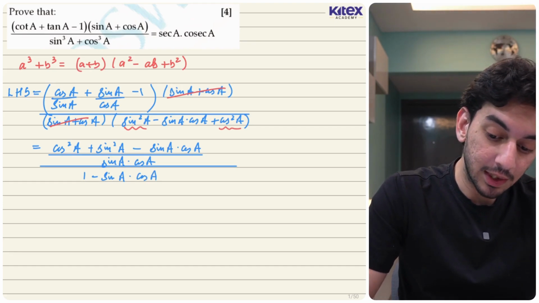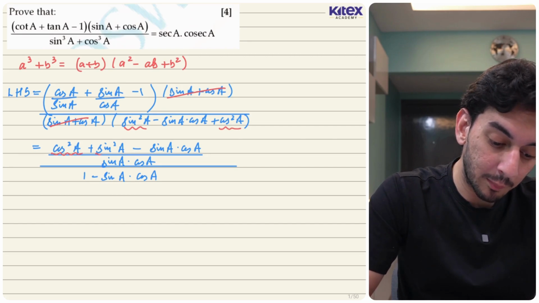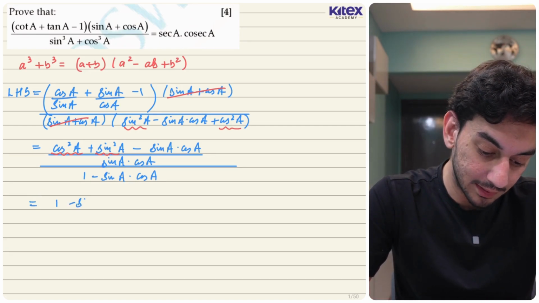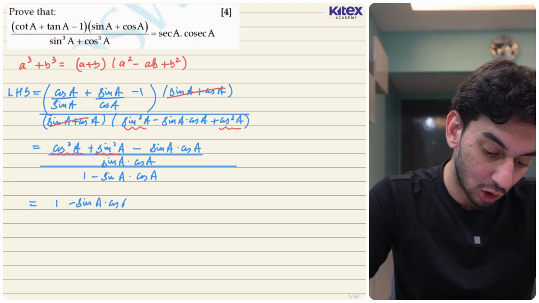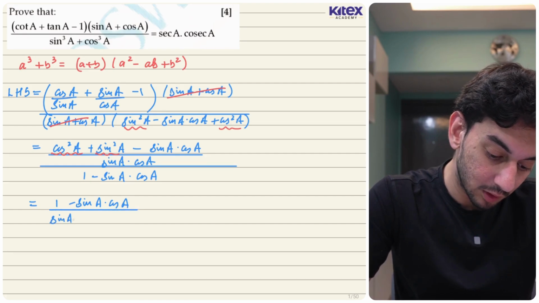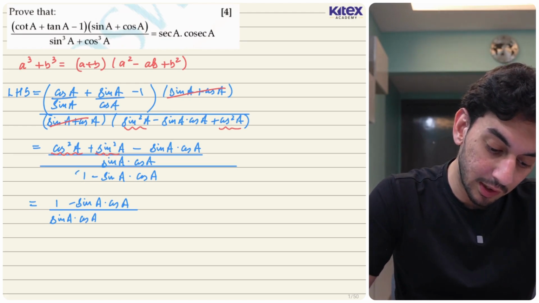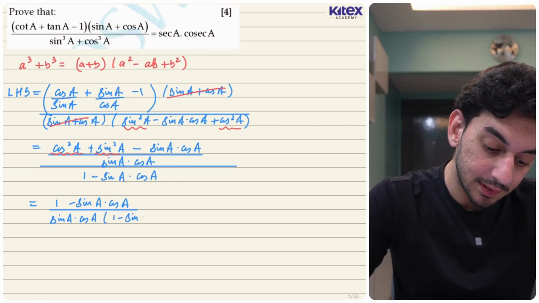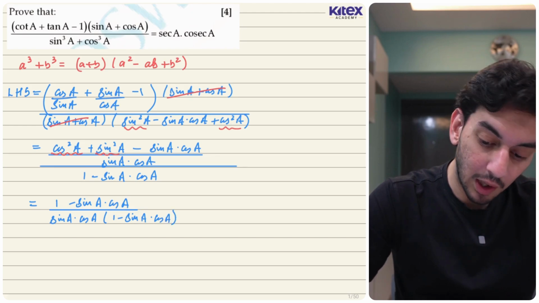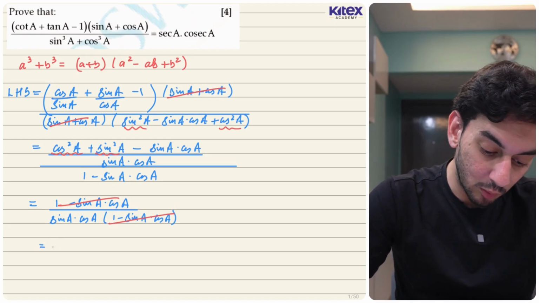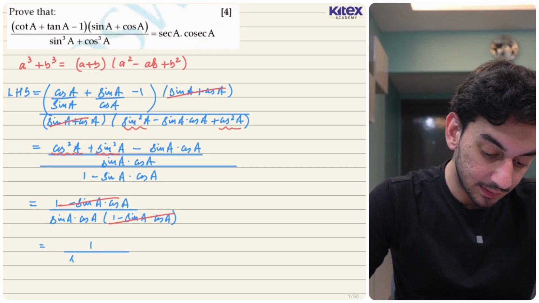Over here I can again see that in the numerator I have cos²A plus sin²A, which again adds up to 1. So I'll be left with (1 − sin A cos A) upon sin A cos A, and then the other denominator also gets fixed, which is 1 minus sin A times cos A. I can get rid of the two things, 1 minus sin A cos A and 1 minus sin A cos A, and I am left with 1 upon sin A times cos A.